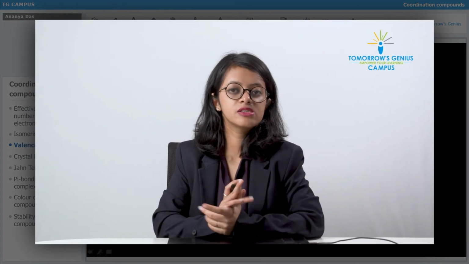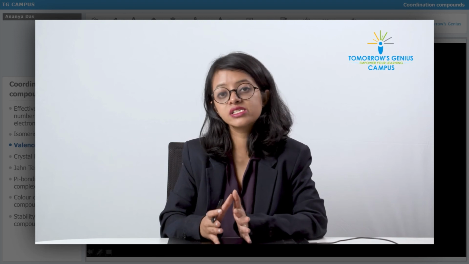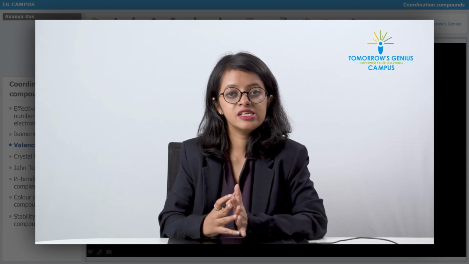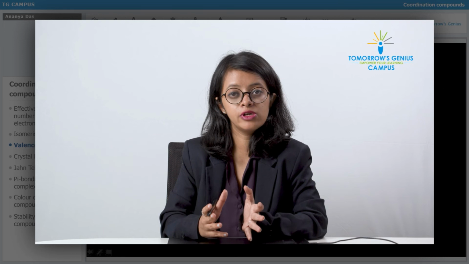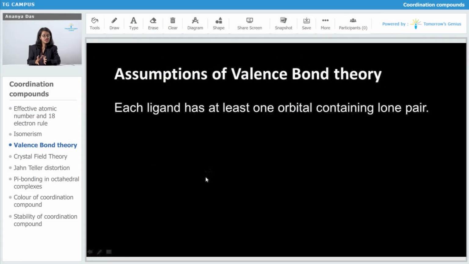So the next assumption states that every ligand must have an orbital which contains a lone pair. That is basically saying that if you want your neighbor to give you a fridge, the neighbor should have a fridge. That is what it states, that every ligand should have at least one orbital which contains a lone pair. If that ligand does not have a lone pair, how will it give it to the metal atom? So every ligand should have at least one orbital containing a lone pair so that it can donate that lone pair to the metal atom.